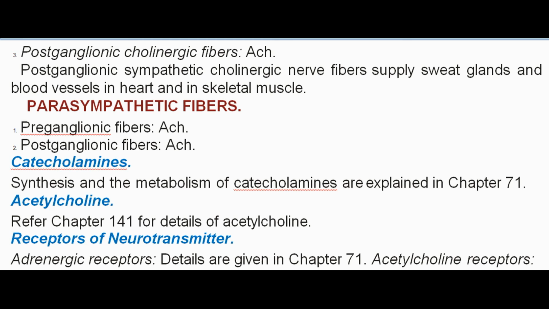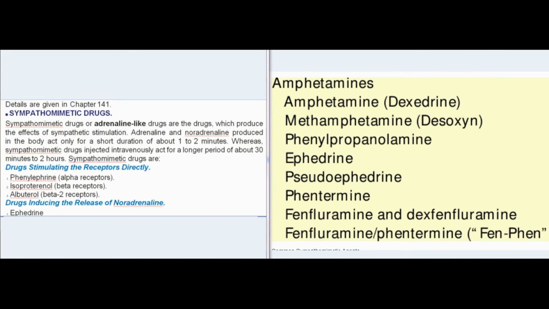Receptors of neurotransmitter. Adrenergic receptors, details are given in Chapter 71. Acetylcholine receptors, details are given in Chapter 141. Sympathomimetic drugs. Sympathomimetic drugs, or adrenaline-like drugs, are the drugs which produce the effects of sympathetic stimulation. Adrenaline and noradrenaline produced in the body act only for a short duration of about 1 to 2 minutes, whereas sympathomimetic drugs injected intravenously act for a longer period of about 30 minutes to 2 hours.